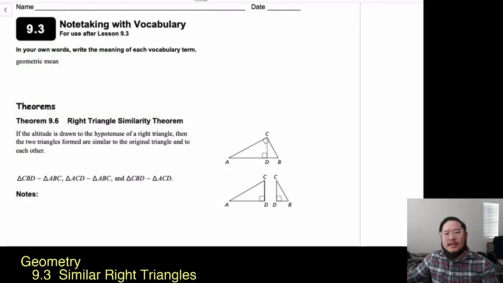Let's begin section 9.3, similar right triangles. So as we begin here, we've got a term called geometric mean. We will get to that shortly. So let's go ahead and take a look at the right triangle similarity theorem.